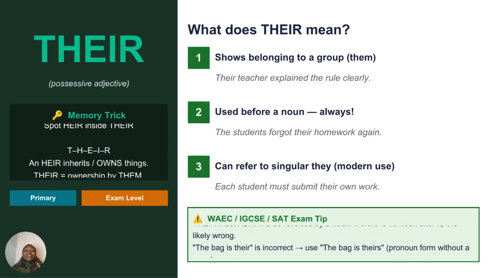Next up is their. Now, this is spelled T-H-E-I-R. The memory trick here is that if you look closely at the word their, you see the word heir, which means someone who owns or inherits something. So, therefore, their always shows ownership or belonging. For example, their teacher explained the rule clearly.